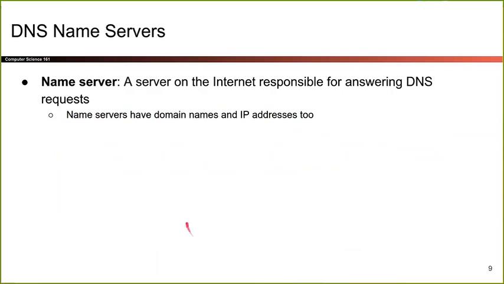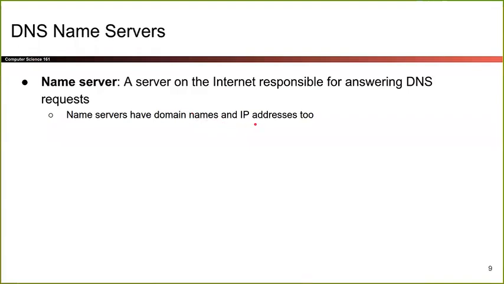Name servers also have domain names and IP addresses. And this is kind of hard to sometimes wrap your head around. But if you think about it, this name server is just like any other server on the internet or the web. It's providing a service to everyone else. And you can talk to the computer because it's a computer on the internet. So just like any other computer, it also has its own domain name and its own IP address.